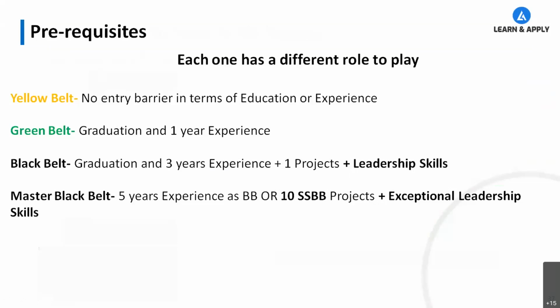Going further, a black belt who wants to be a master black belt should have 5 years of experience as a black belt, or should have completed 10 Six Sigma black belt projects. Black belt projects are somewhat big and aspirational, and he should have completed 10 such projects. As the master black belt is the top of this hierarchy, he should have exceptional leadership skills, because he has to manage and oversee all the Six Sigma activities in the institution.